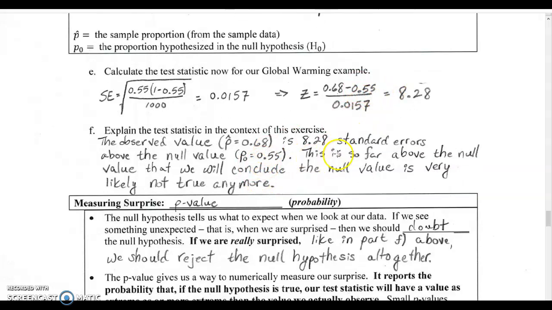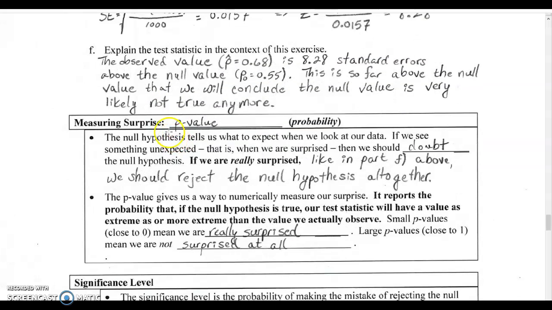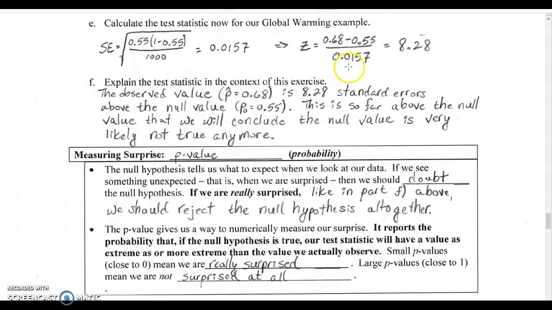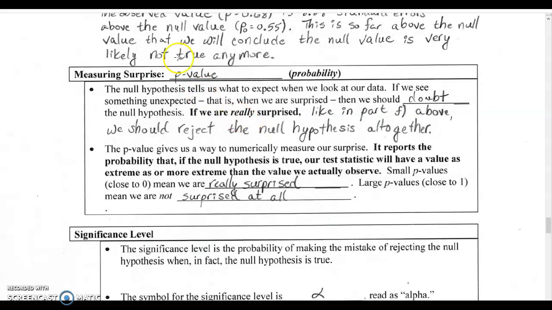We have to have a cutoff point. And the way we're going to do that is to look at something called the p-value. The p-value will be a way we measure our surprise. When I first read this, z equals 8.28, I'm like, holy cow, 8.28 standard errors above what we thought was the mean. It's not likely we would have got that 68% if 55% was really the mean. That was kind of my thought process, but now we need to be a little bit more rigorous on how we measure that. So we're going to use the p-value.